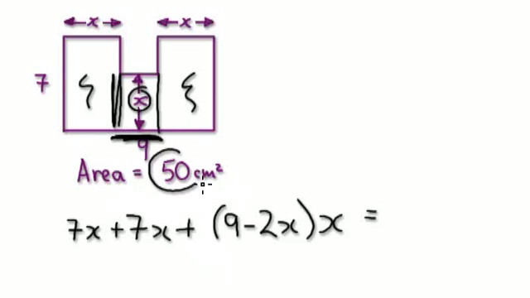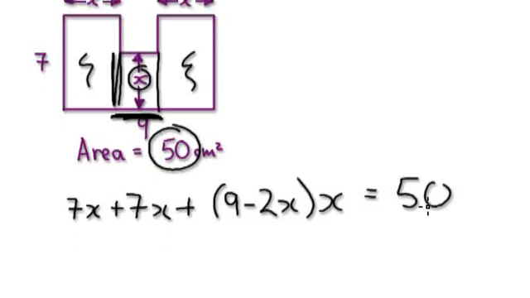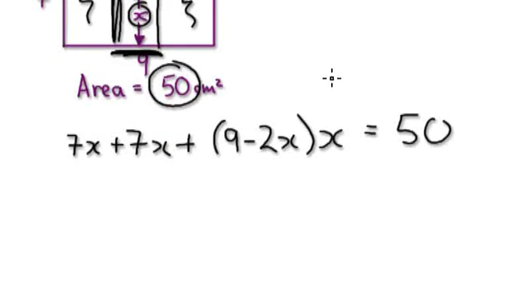Now, I want the area to be 50, so it has to be like this. So it's a matter of me solving this equation. I need to find a value of x where this side will equal 50. Now it's just simplifying, so let's multiply this out.